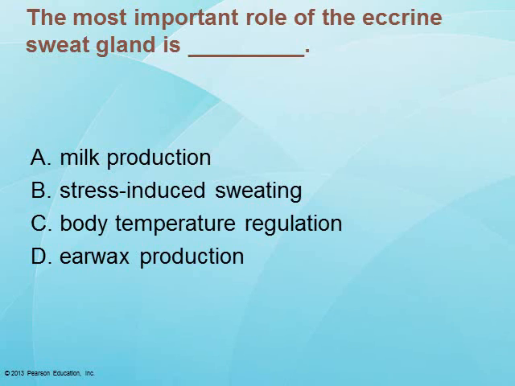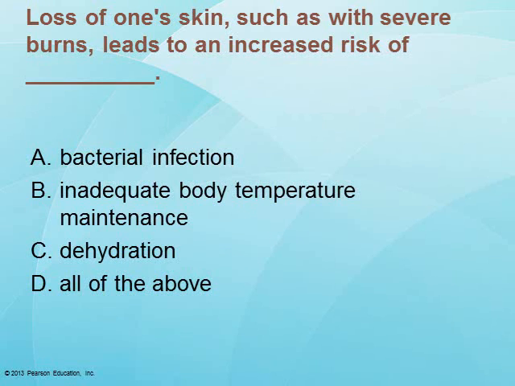The most important role of the eccrine sweat gland is? The answer is C. Body temperature regulation. Eccrine glands are very important for body temperature regulation. Okay, because most of the sweat is water, and it takes away the heat from the body after the vaporization. Okay. Right. Next question.